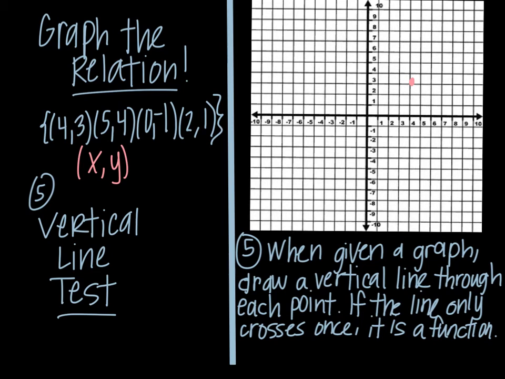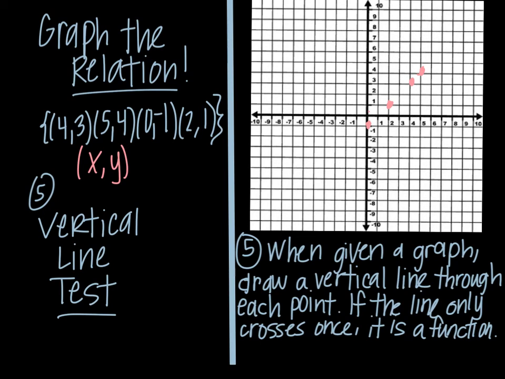Okay, so next ordered pair is 5, so run over 5. 1, 2, 3, 4, 5. Jump up 4. 1, 2, 3, 4. Okay, 0. So I'm going to stay right here. I'm going to go down 1 unit. Next we have 2, 1. Run over 2. Jump up 1. Alright, so we've graphed that relation now.